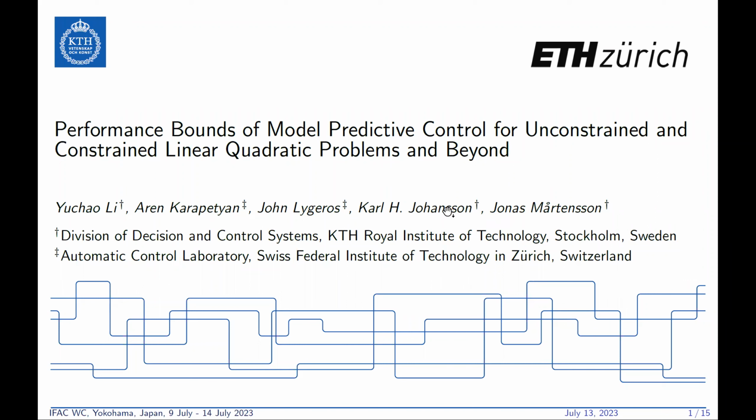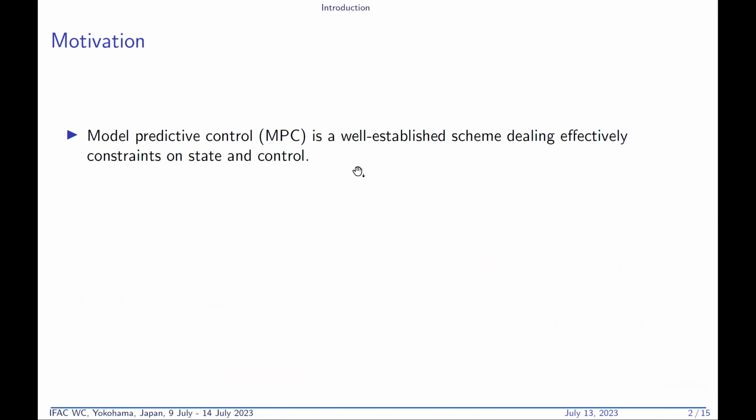Here I'm going to present our work, Performance Bounds of Model Predictive Control for Unconstrained and Constrained Linear Quadratic Problems and Beyond. This is a joint work with fellow student Aram and three professors, John Ligeras, Kurt Johansson, and Jonas Martensen. As we know, model predictive control is a well-established scheme dealing effectively with state and control constraints.